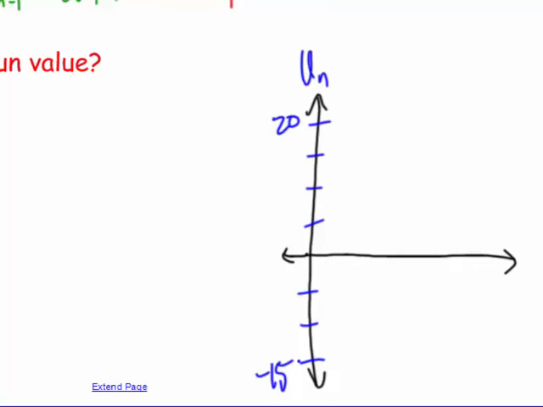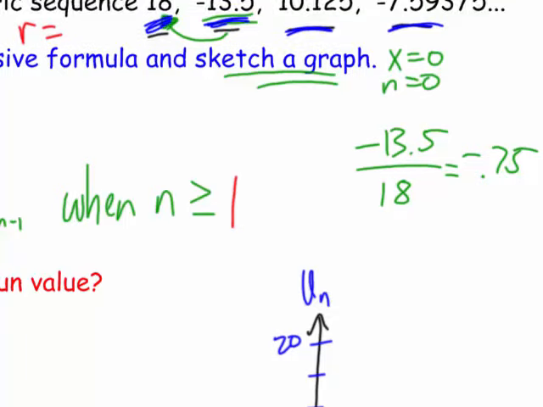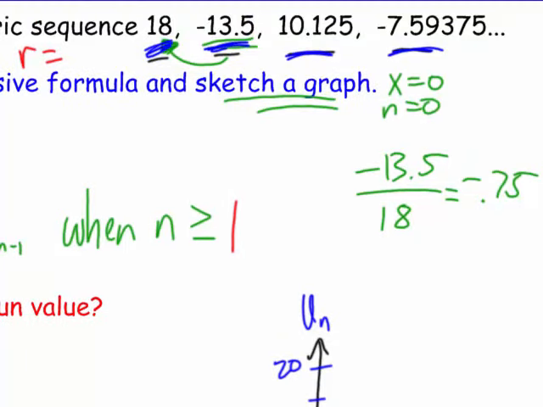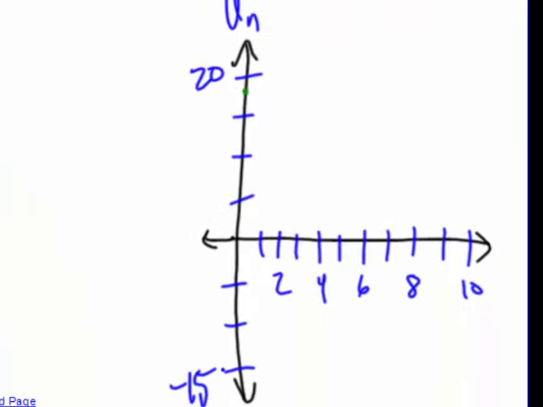Well, let me just grab these first couple points, and let's do the first 10 terms. So 1, 2, 3, 4, 5, 6, 7, 8, 9, 10. I'm going to count by 1s for this, on my dashes. And I'm going to grab these ones. So I got 18 for my zeroth term, so that's up here. I got negative 13.5 for my first term, and then 10.125 for my second term, and then negative 7.6 for my third term.